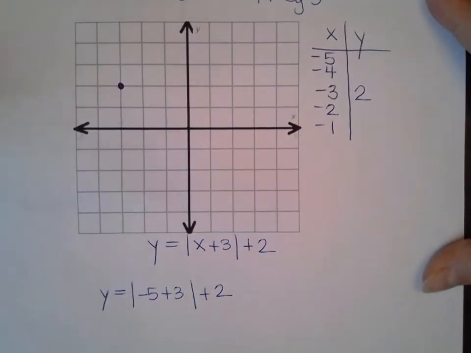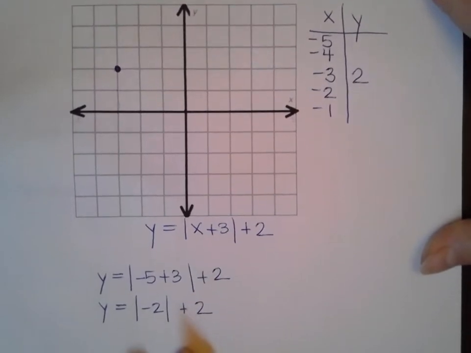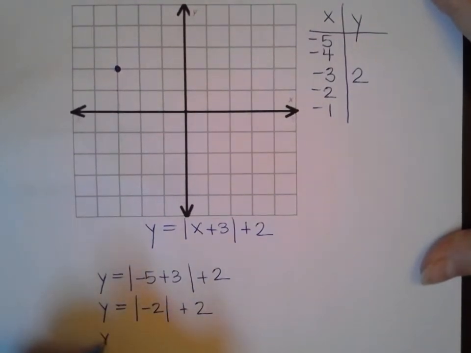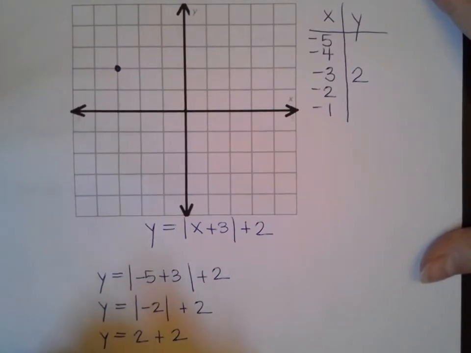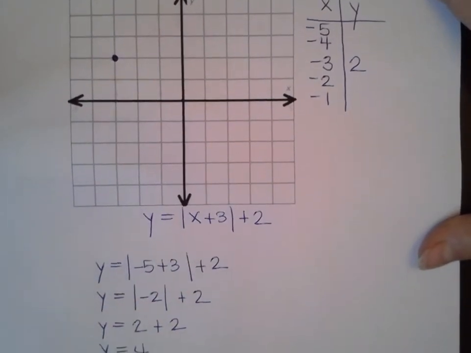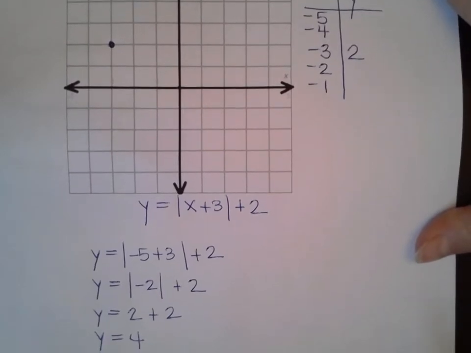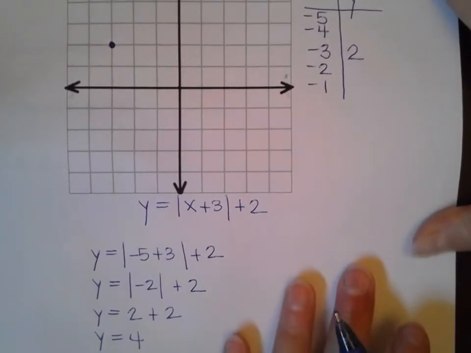And work it out and solve for the y value. -5 plus 3 would be -2. And then I'm going to take the absolute value of that -2. The absolute value is its distance from 0. It's 2 units away from 0. And then 2 plus 2, of course, is 4. So when I plug in -5, I actually get a y value of 4.